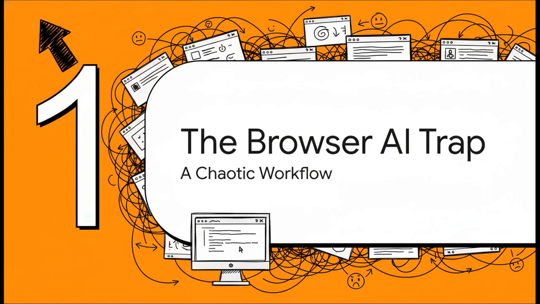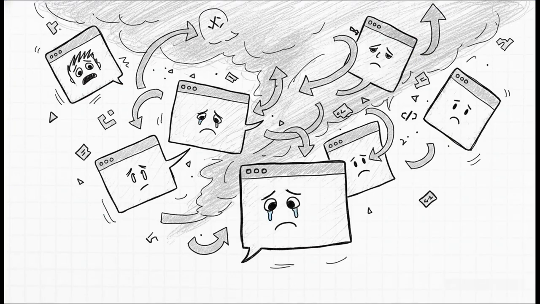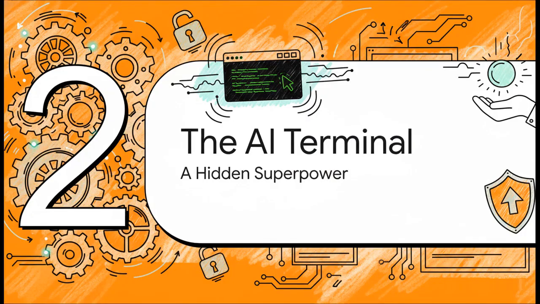Let's start with what I like to call the browser AI trap. And I've got a feeling this little workflow is going to sound painfully familiar. You know the drill. You've got endless browser tabs open. The AI forgets everything you told it 5 minutes ago, and you're juggling chats between ChatGPT, Claude, and Gemini, just trying to keep your project on track. You're constantly copy-pasting things into a Notes app, and your entire project is just a mess, scattered across 20 different chat windows. It's organized chaos, and honestly, it's holding you back. But what if there was a better way?